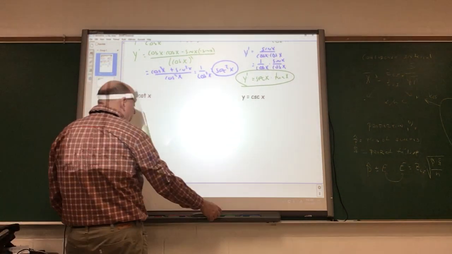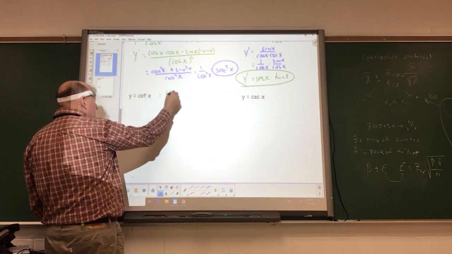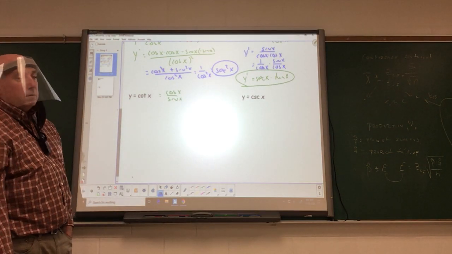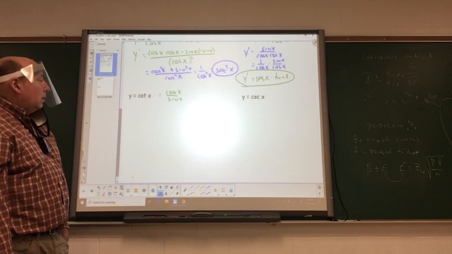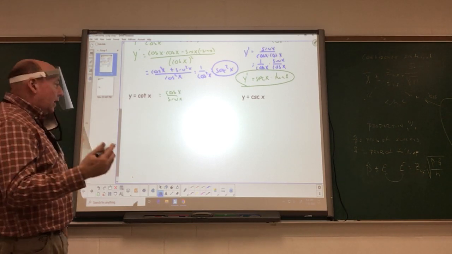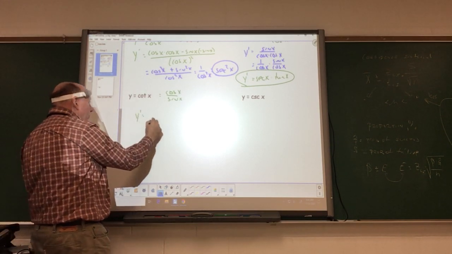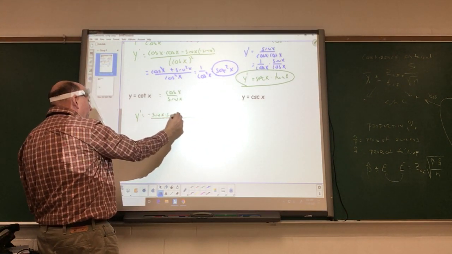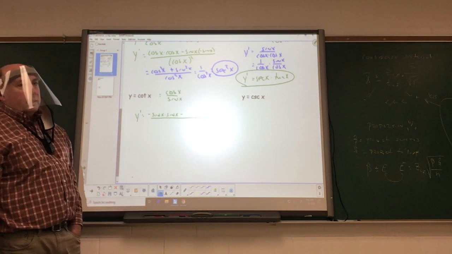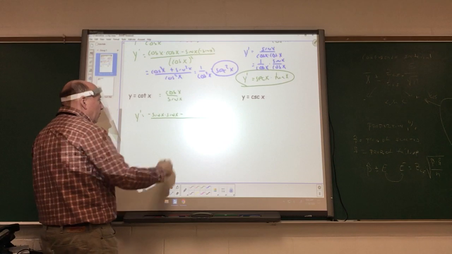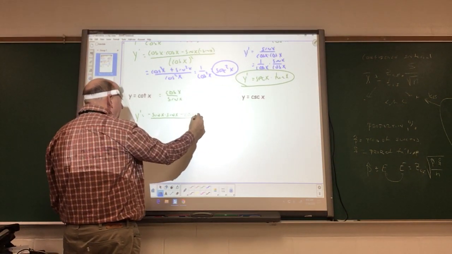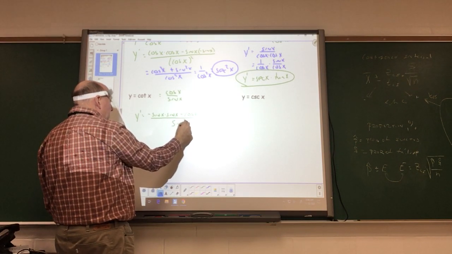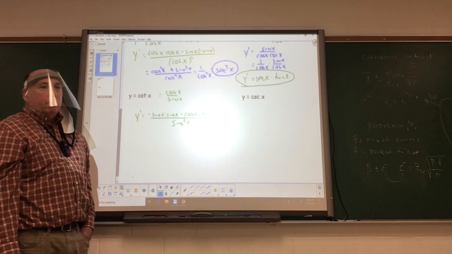Cotangent is the reciprocal of tangent, so we have cosine x over sine of x. Once again, we can use our quotient rule: derivative of the top times the bottom, negative sine of x times the sine of x, minus the top, which is cosine of x, times the derivative of the bottom, which is cosine of x. This is over sine squared.